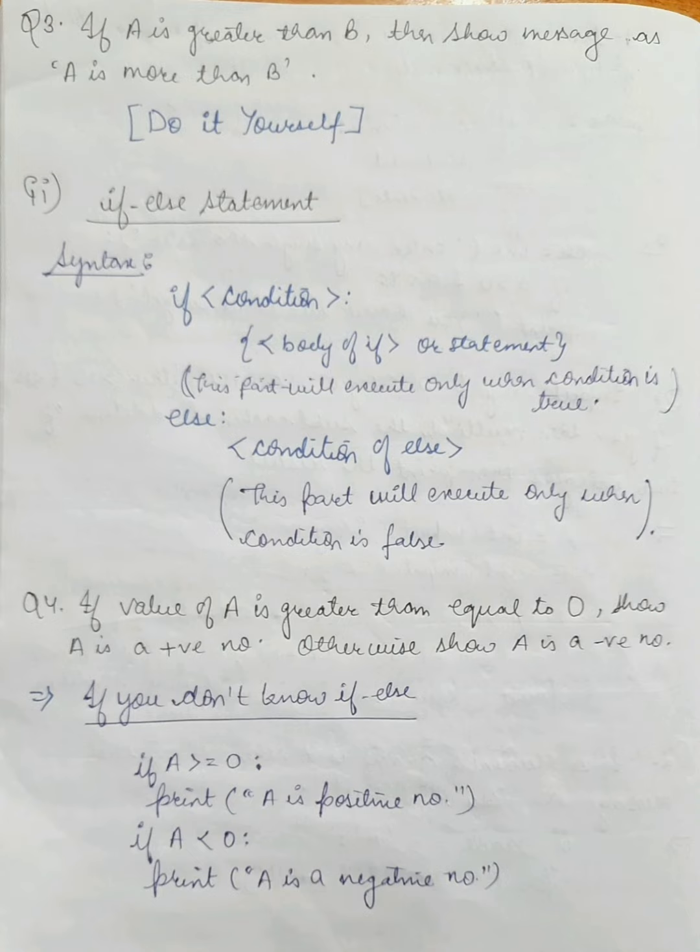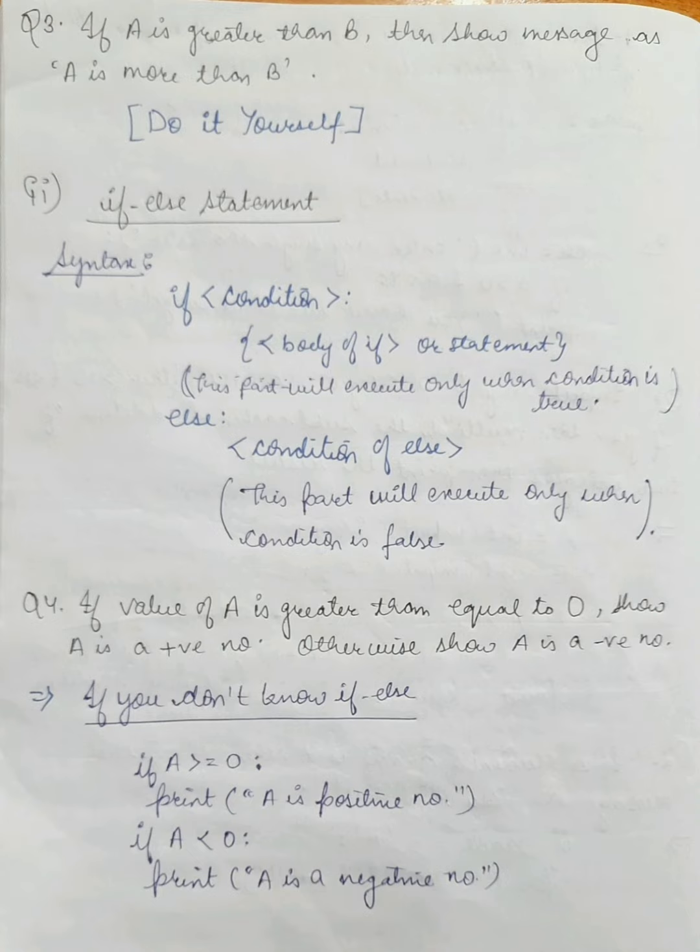Question 4: if the value of a is greater than or equal to 0, show "a is a positive number," otherwise show "a is a negative number." If you don't know the use of if else statements, then you can easily use the if statement. So if a is greater than or equal to 0, print a is a positive number. If a is less than 0, print a is a negative number.